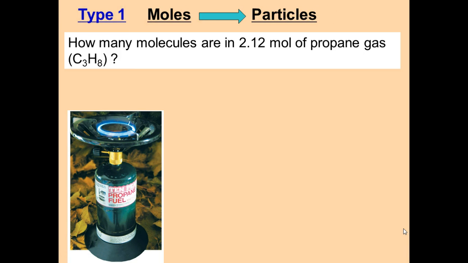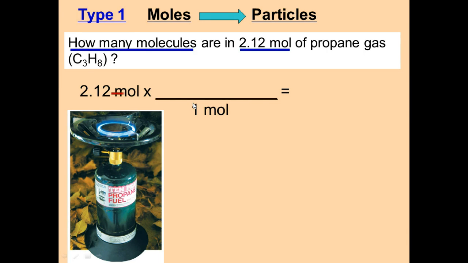So type 1, how many molecules are in 2.12 moles of propane gas, C3H8? And so we start with moles and we want molecules. So moles goes on the top. So in the next fraction, 1 mole will go on the bottom, and on the top you put Avogadro's number, 6.02 times 10 to the 23rd atoms. And so moles cancel out, and we have atoms, and we want atoms, so that checks out.